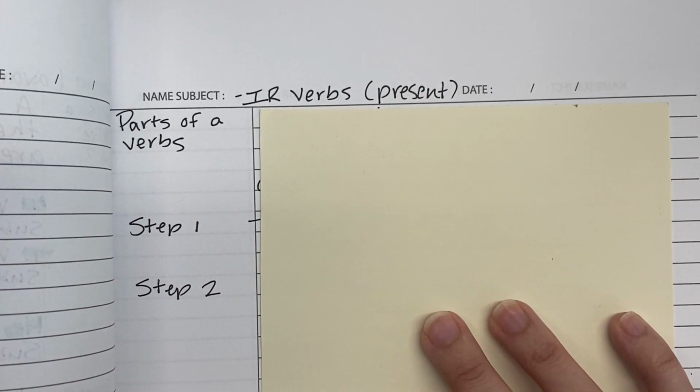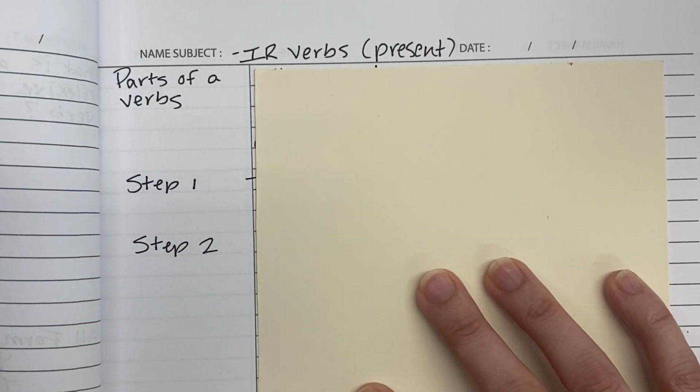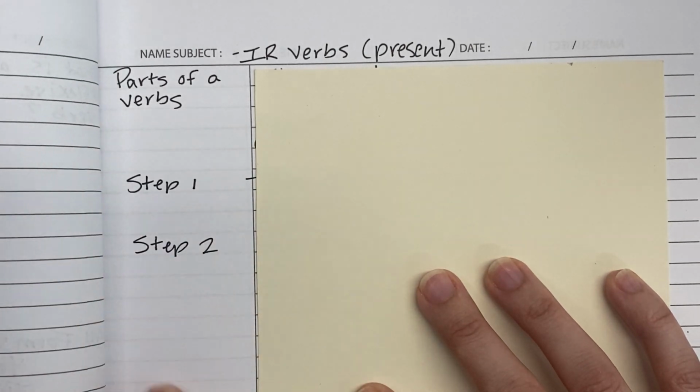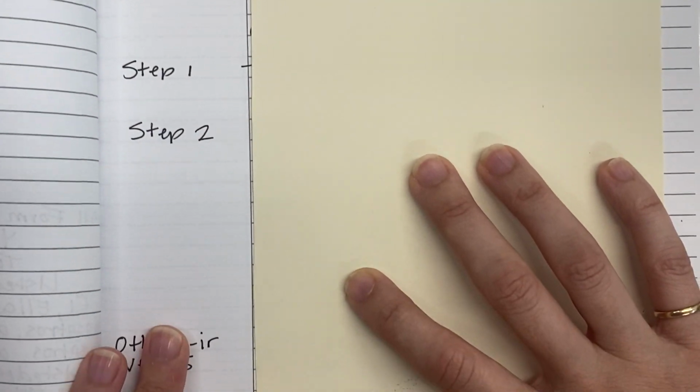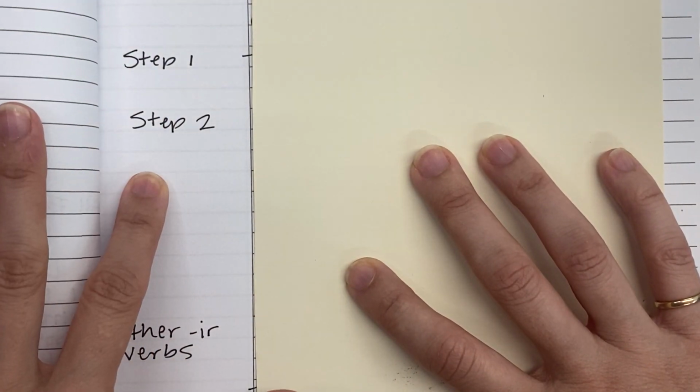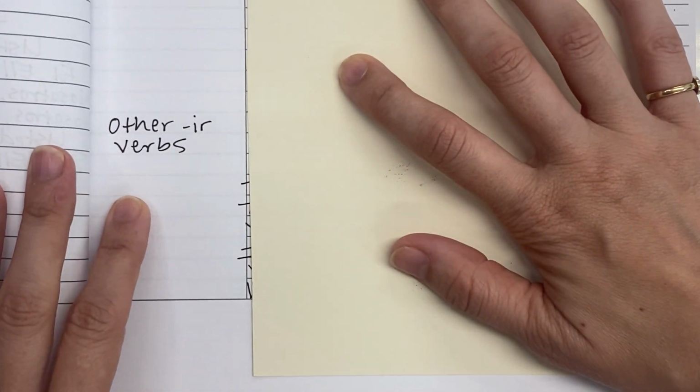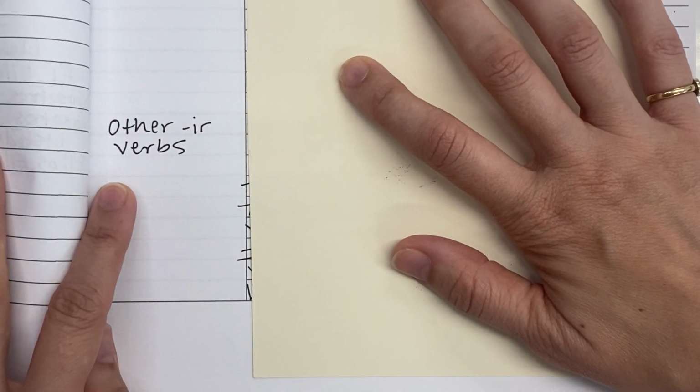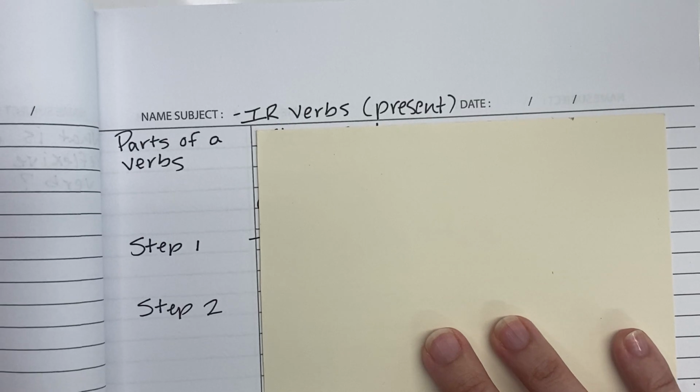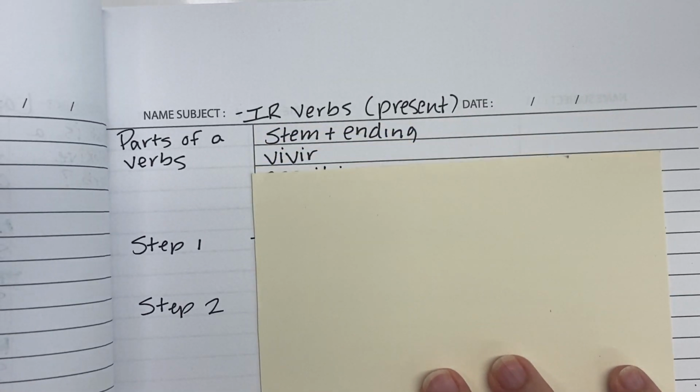in the present tense. The first thing we're going to do is learn about the parts of the verb, or in this case, review what are the parts of a verb in Spanish. We're going to look at the steps for conjugating IR verbs, and finally, we're going to look at a couple of other examples of IR verbs in Spanish. All right, so let's review. What are the parts of the verb?